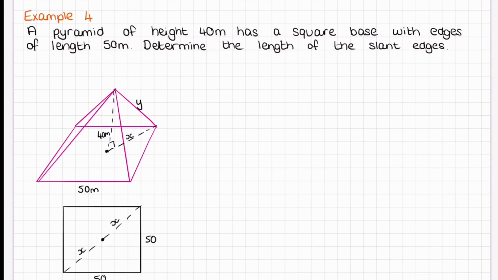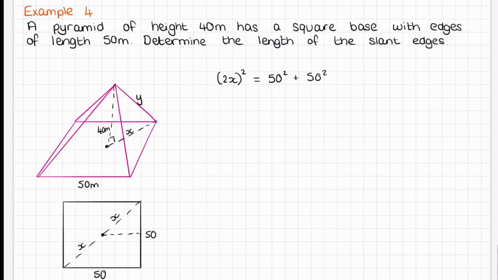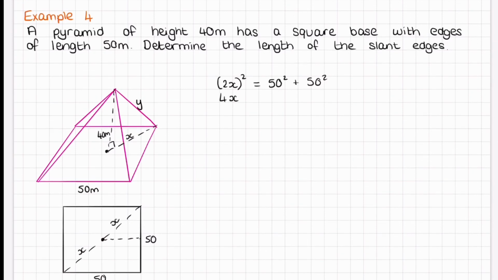So if you think that whole diagonal is going to be 2x squared equals 50 squared plus 50 squared, or if you wanted to, you could have just made this into a small triangle here, which would have been 25 and 25. It's your choice. So this would give us 4x squared equals 50 squared plus 50 squared, which is 5,000, and x squared equals 1,250. X will equal the square root of 1,250.